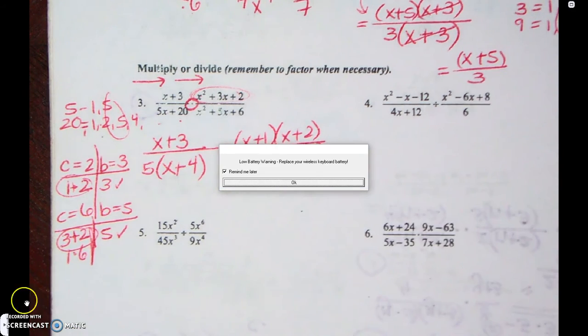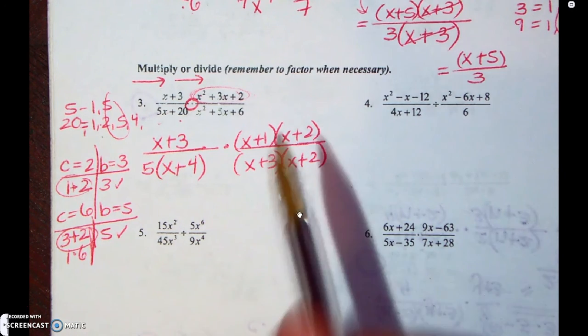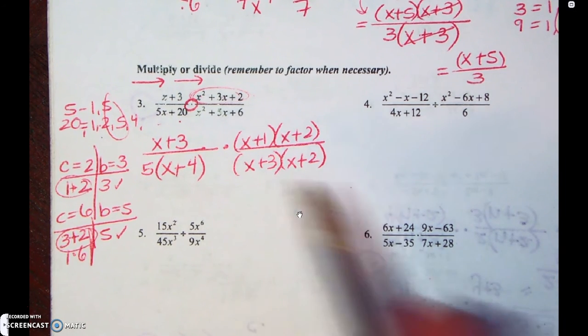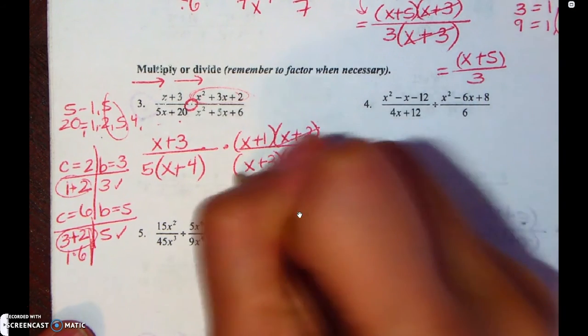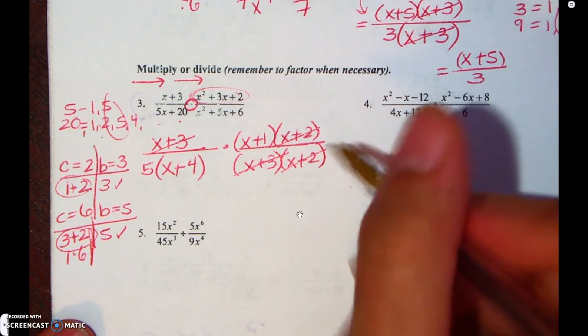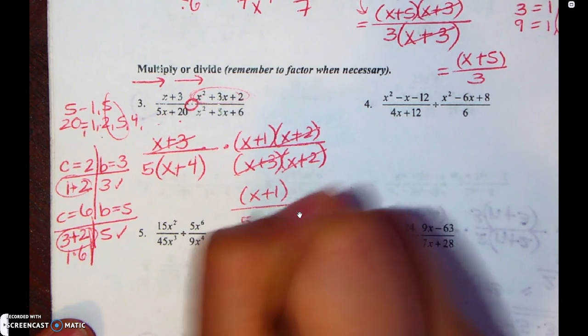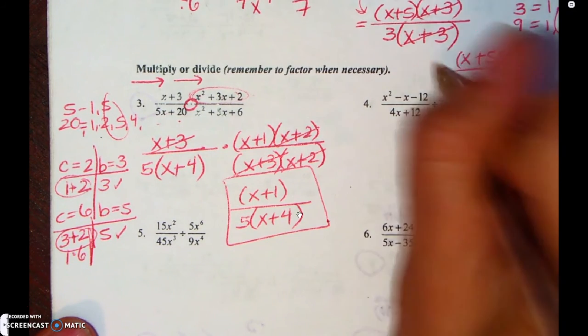And as a hint, whatever's in the bottom or the top, that's what's going to be your factors. Okay, let's take out x plus 2 and x plus 3, and now we're just left with x plus 1 in the numerator and 5 times x plus 4 in the denominator. There's your final answer.